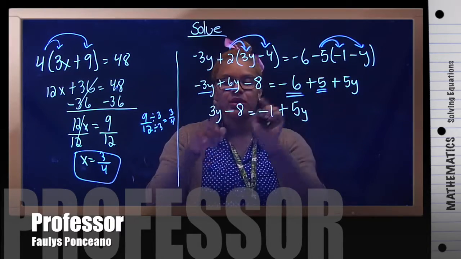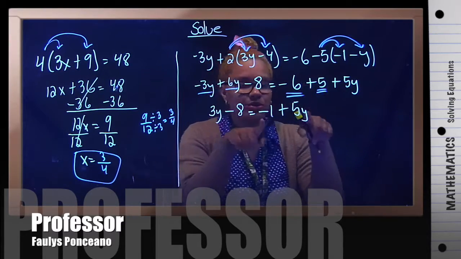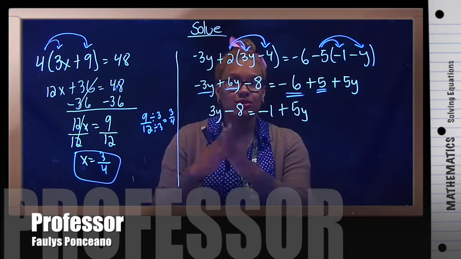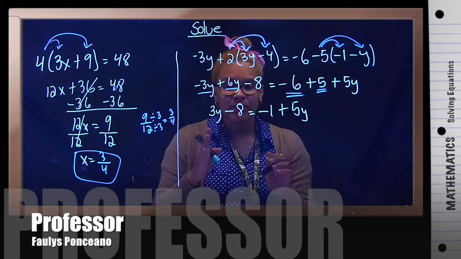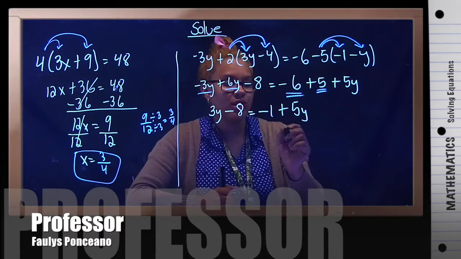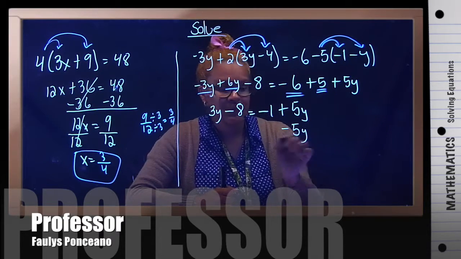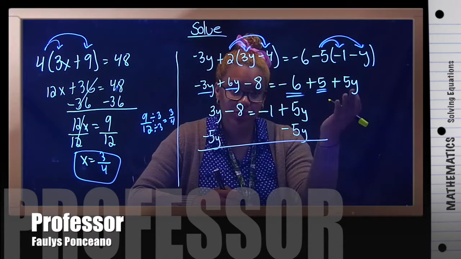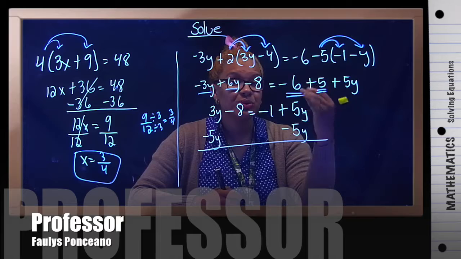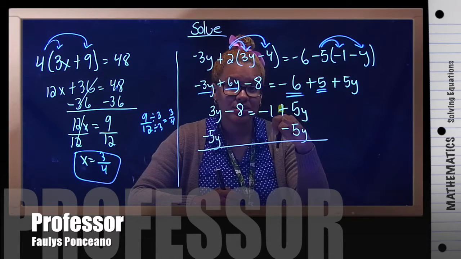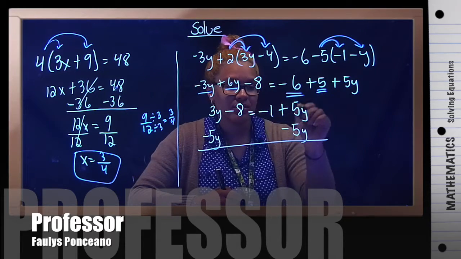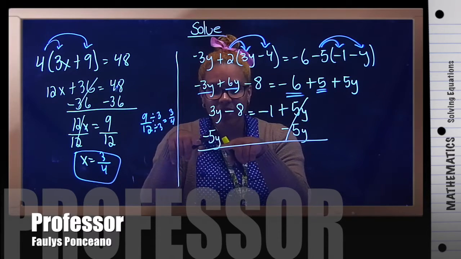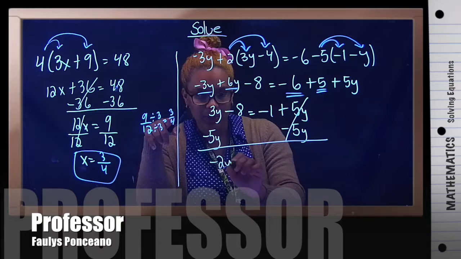Okay? Now, on this side, no more like terms. On this side, no more like terms. Well, now I need to move from one side to the other. I like to put all my variables on this side. So I'm going to start by subtracting 5y. Why am I subtracting instead of adding? Because I'm doing it by the opposite. This is positive, so I'm going to do it by negative. This cancels. 3y minus 5y gives you negative 2y.